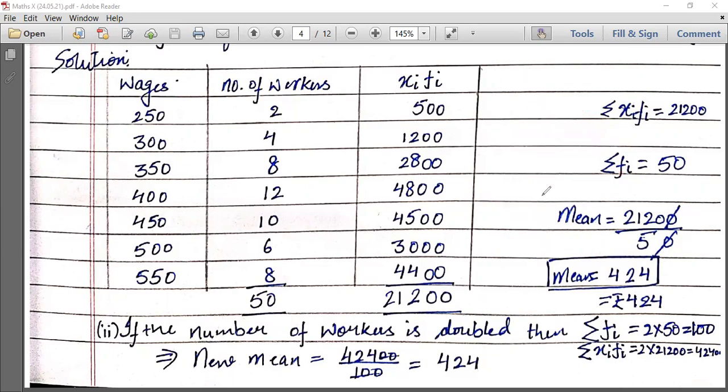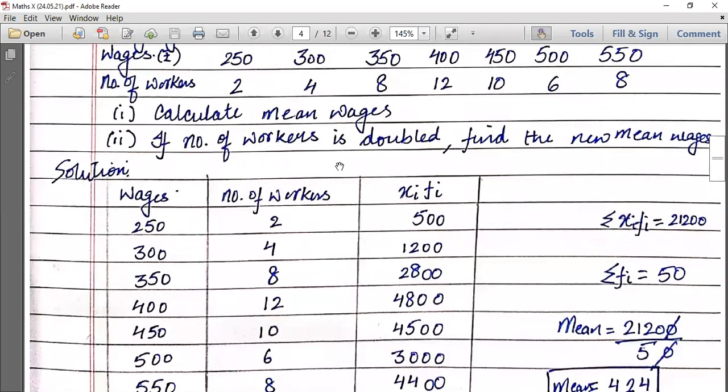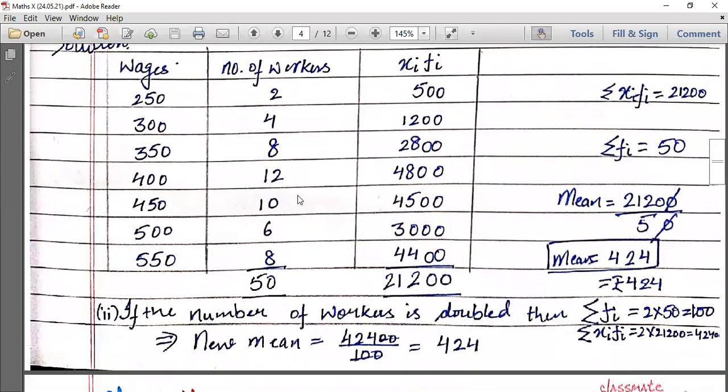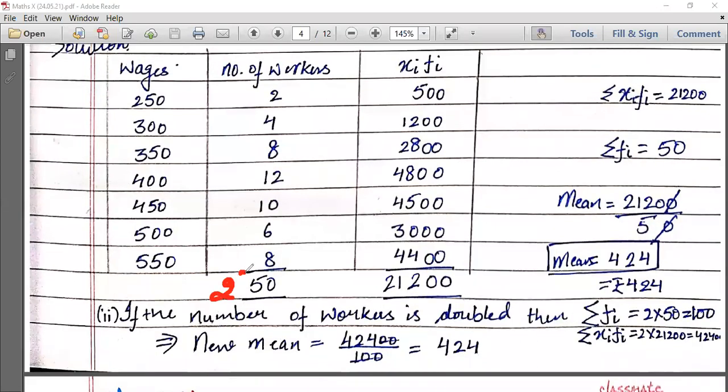So your answer, or your mean, is rupees 424. Now children, in the question, the second part asks: if the number of workers is doubled, find the new mean wages. Now children, if the number of workers is doubled, it means the frequency is doubled. It's 100.